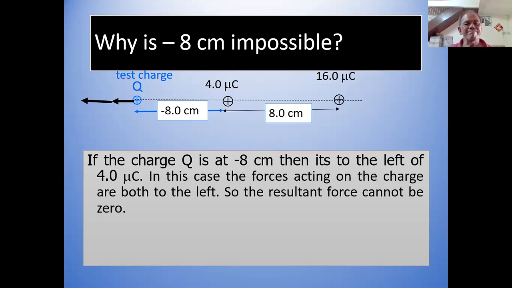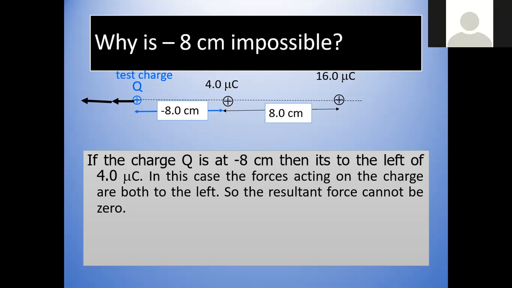If the charge Q is at -8, for example, then it's to the left, correct. And in this case, the forces acting on the charge are both to the left, both repulsive. So there's a resultant force there. You will never get a zero net force there.